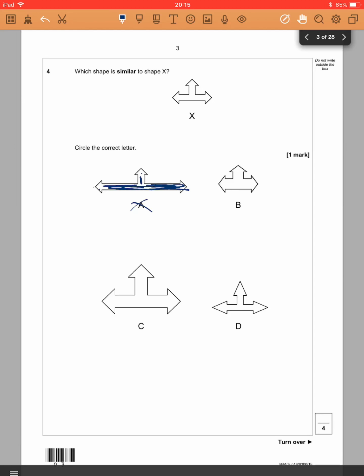Similarly with B, this has got bigger here, this has got bigger, and that's got wider too, but this length here and down here, these don't seem to have changed. The arrowheads are also bigger as well, but the whole shape hasn't got bigger, so it's not B either. So have a look at C and D and see which one you think it is where the whole shape has been enlarged by a similar scale factor.